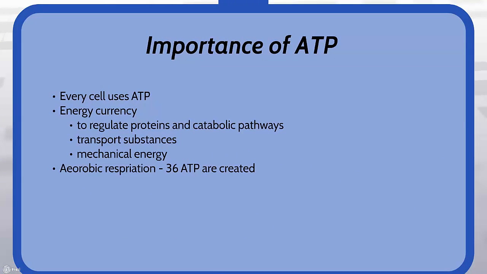Before diving into each step, why is this biological process so important? Every cell in your body uses ATP, adenosine triphosphate, as an energy currency to regulate proteins and catabolic pathways, transport substances across membranes, provide energy for mechanical work, etc. Perhaps the simplest way to think of ATP is as the energy currency of cells. If work needs to be done, ATP consumption will almost always be involved. Glycolysis generates a little ATP itself, but more importantly it creates two pyruvate molecules, which are critical in aerobic respiration, which goes on to create 36 ATP.